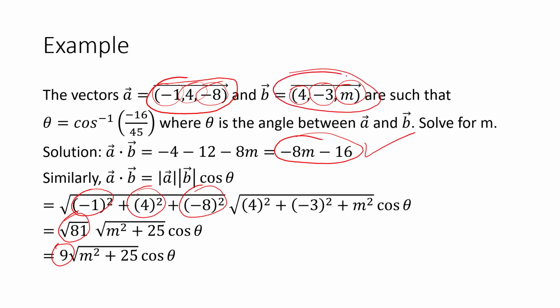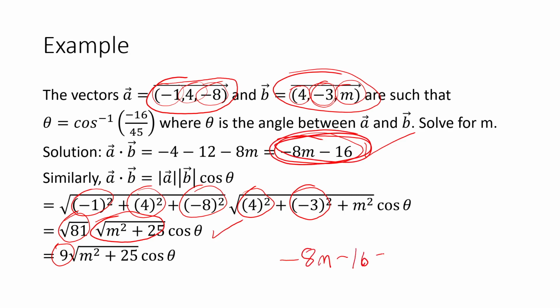For this vector here, we've got the square root of 4 squared plus negative 3 quantity squared plus m squared. 4 squared is 16, negative 3 quantity squared is 9. Adding those together, we get 25. So this is here the square root of m squared plus 25, and we still have cos theta. So putting everything together, we have negative 8m minus 16 equaling 9 times the square root of m squared plus 25 times cos theta.